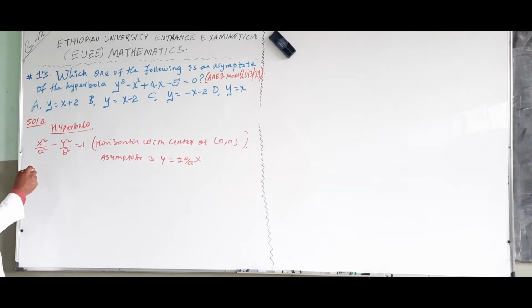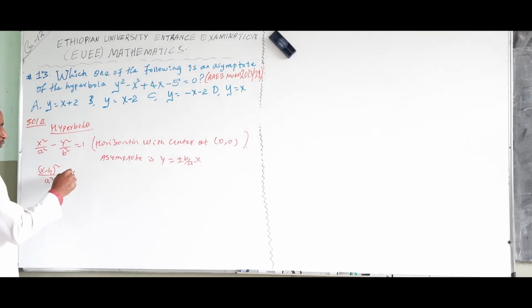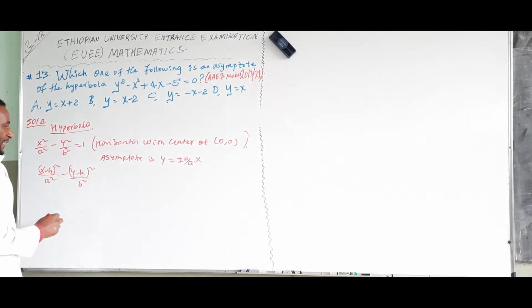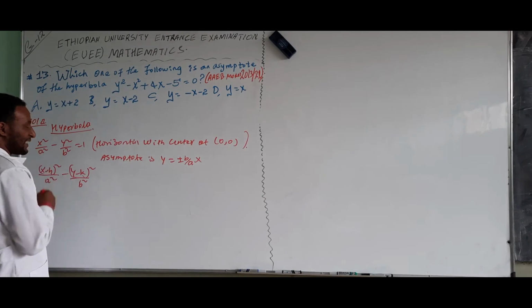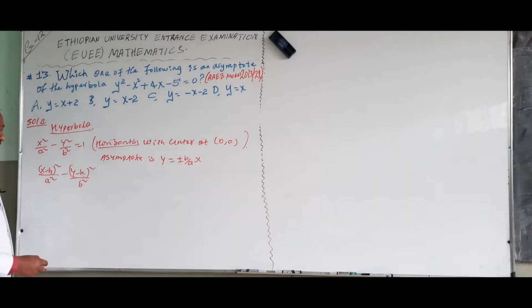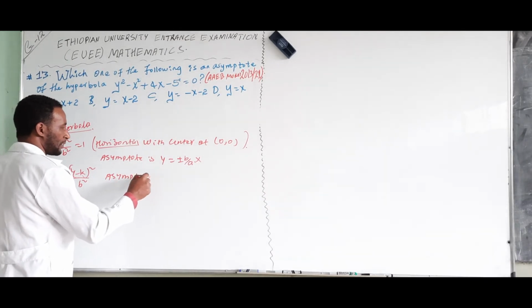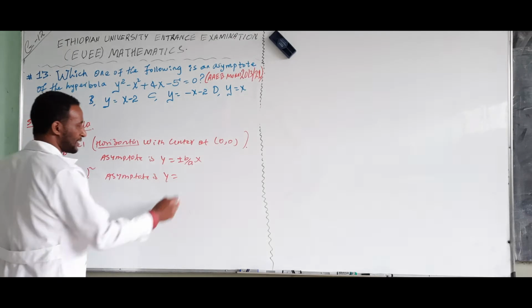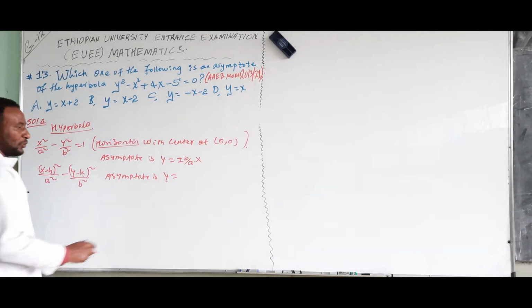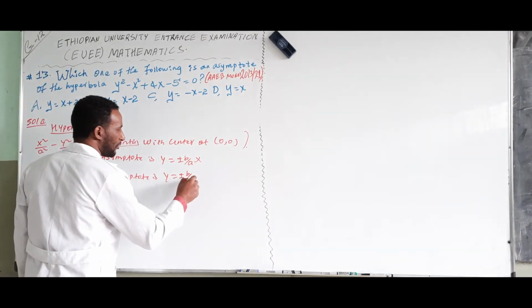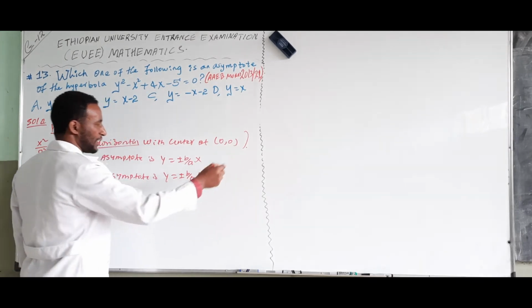And when the center of the hyperbola is at h comma k, x minus h whole square over a square minus y minus k whole square over b square is equal to 1 is the standard equation of a horizontal hyperbola, and the asymptote is the line y minus k is equal to plus or minus b over a x minus h.